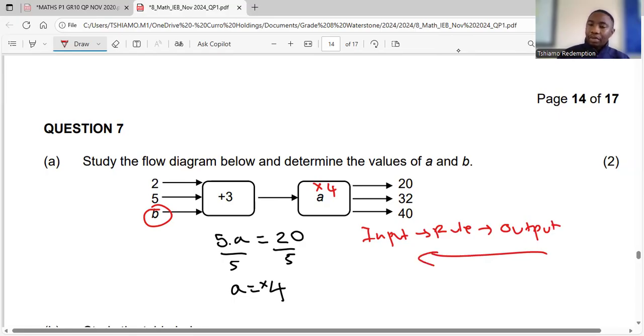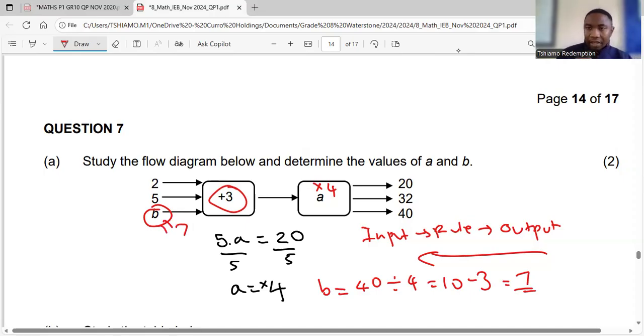So if we're going backwards, we're going to do the additive inverse of each side. So here I start with 40. What is the inverse of multiplication? Division. I get 10, and the opposite of that one is -3. So B will be 7. B will be equal to 7.